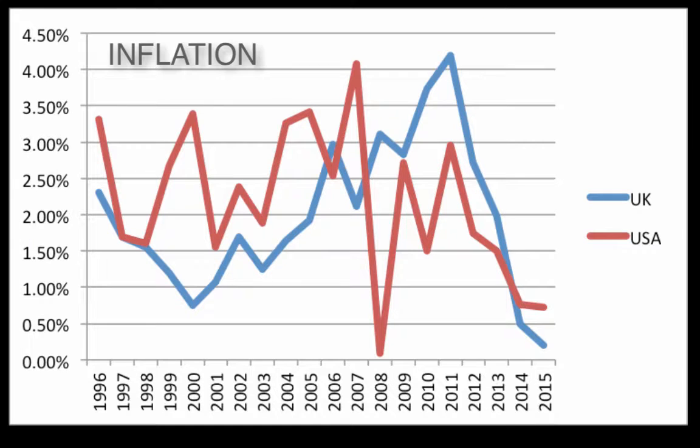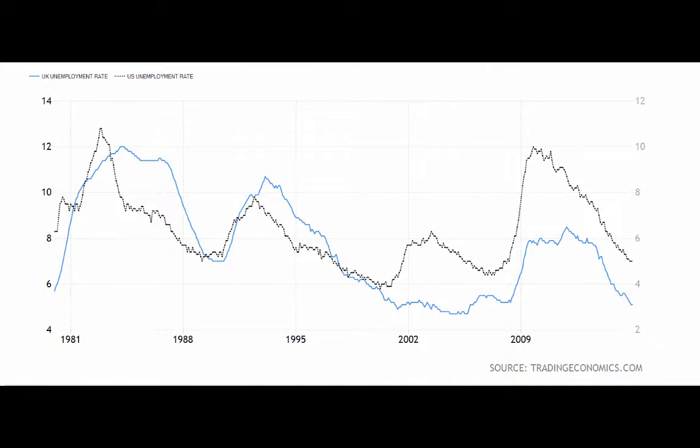Both the United Kingdom and the United States have comparable inflation rates over the years. 2015 inflation rates for the UK are at 0.1%. The two countries have similar unemployment rates that mirror with the recessions that have occurred over the years. In 1980s and 2009, you will see an increase in unemployment.